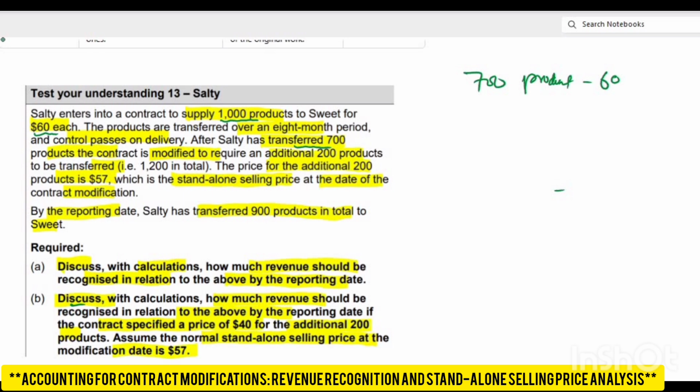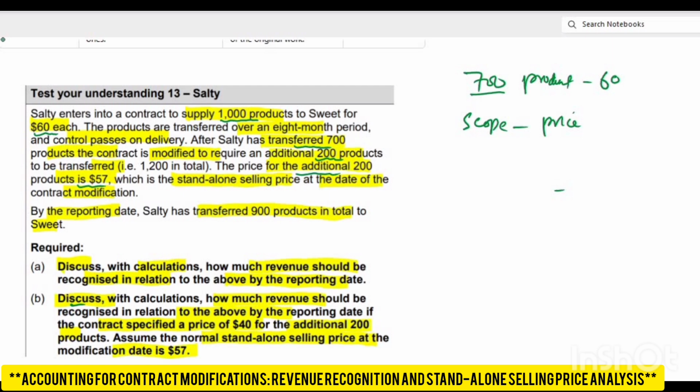And this time, after transferring 700, they have modified the contract for the additional 200 products. This means that the scope has increased and the price of the additional product is 57. This means the increase in price is also reflecting the stand-alone selling prices. In the first scenario, the price of the additional 200 products is $57, which is equal to the stand-alone selling price.